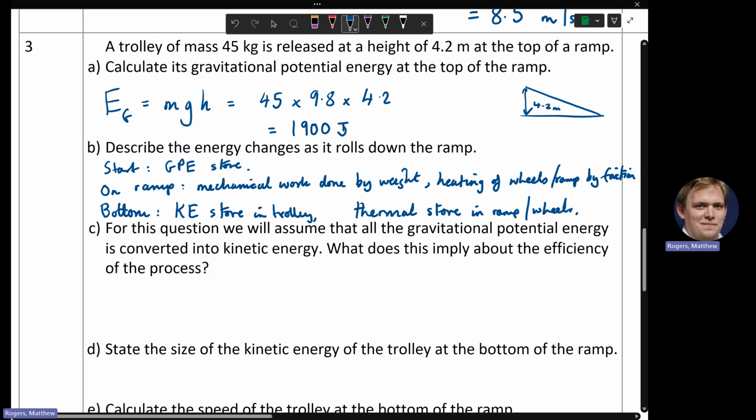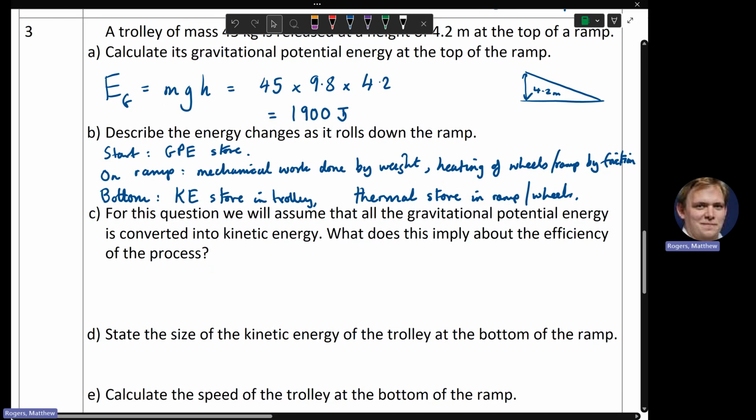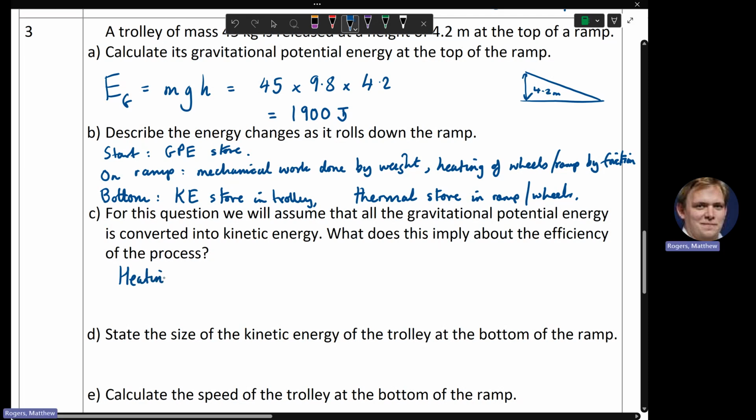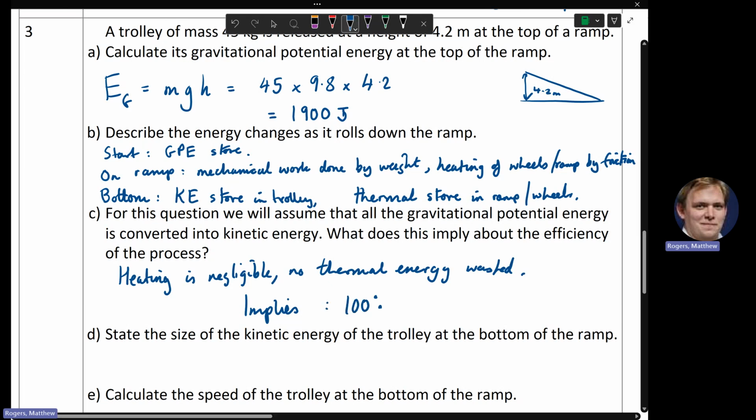C, for this question, we will assume that all the gravitational potential energy is converted into kinetic energy. What does this imply about the efficiency of the process? Well, what we're effectively saying is that the heating is negligible, and therefore there is no thermal energy wasted. And this sort of implies to us that it is 100% efficiency.